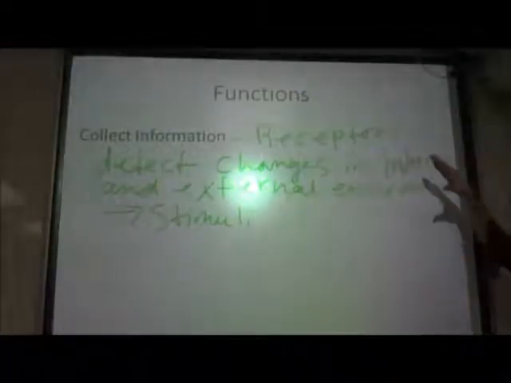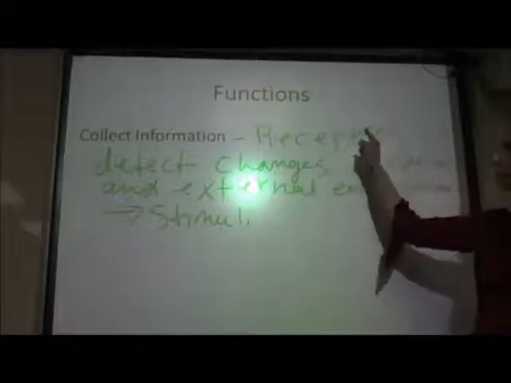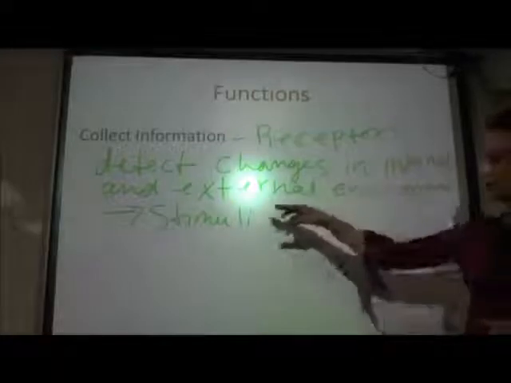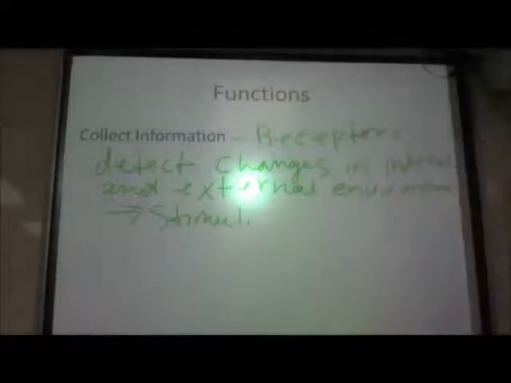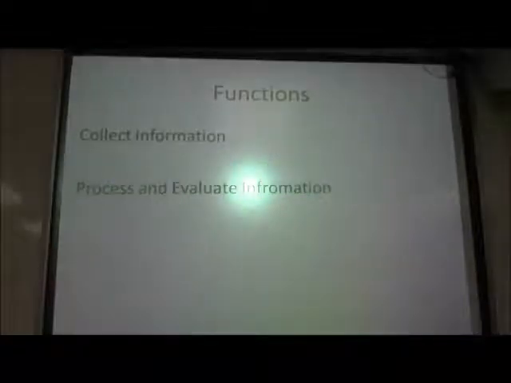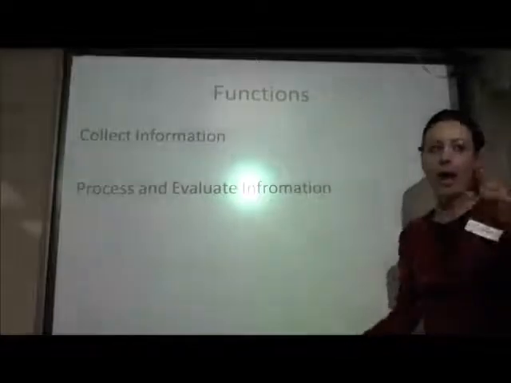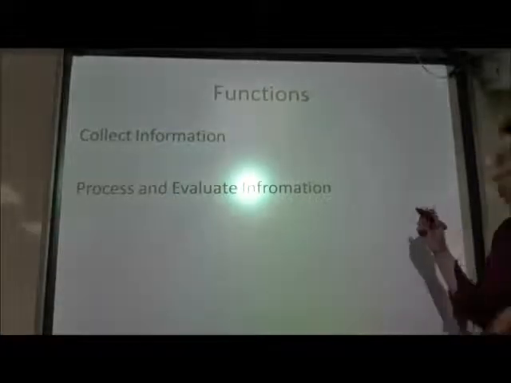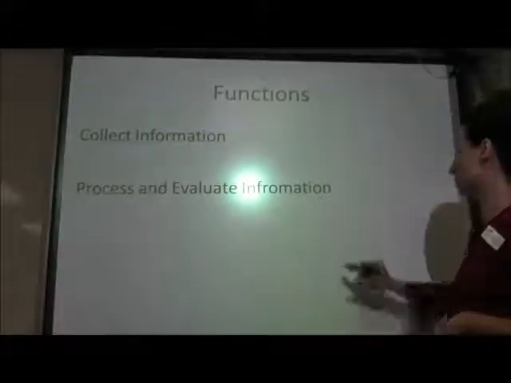So the first function is going to be to collect information, and it's receptors that are doing this. They're detecting changes in the internal or external environment. Those changes are stimuli. The next function is going to be to process and evaluate all of that information. So add it all up, everything coming in, and decide what to do about it, if anything. So you're taking the information and determining what, if anything, to do.